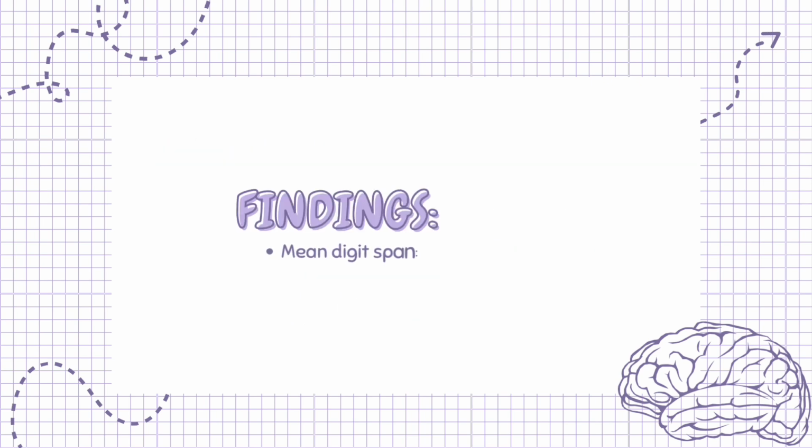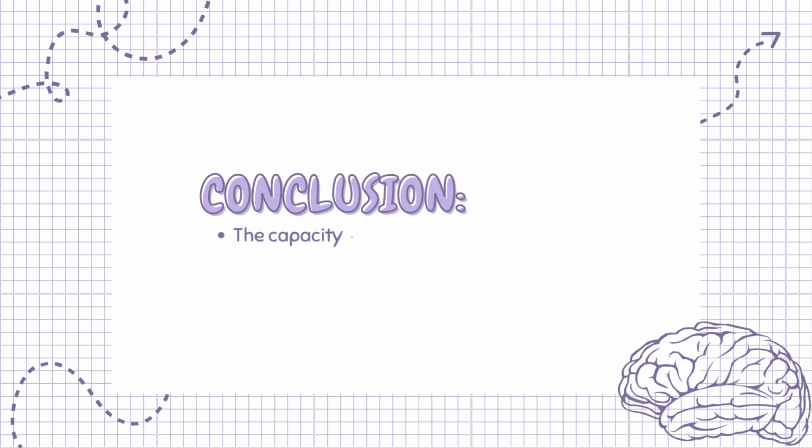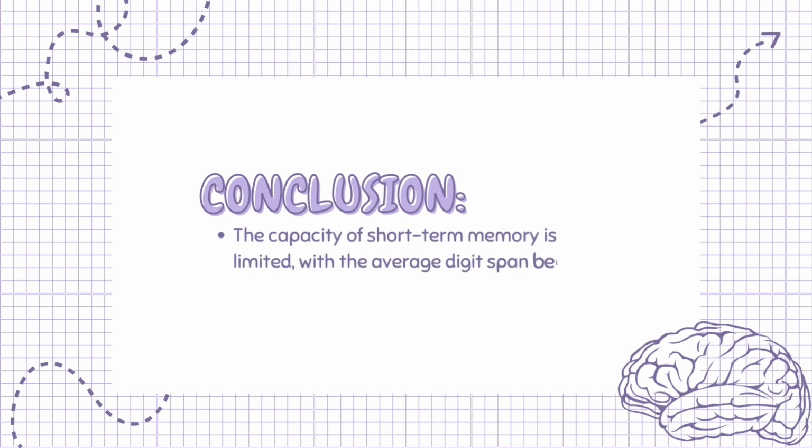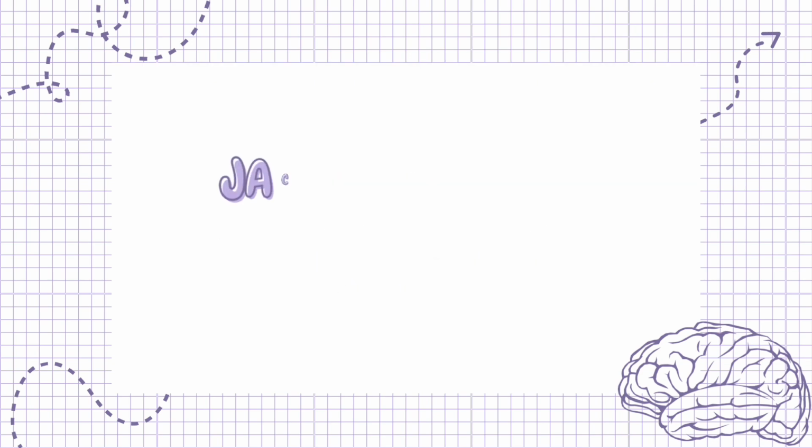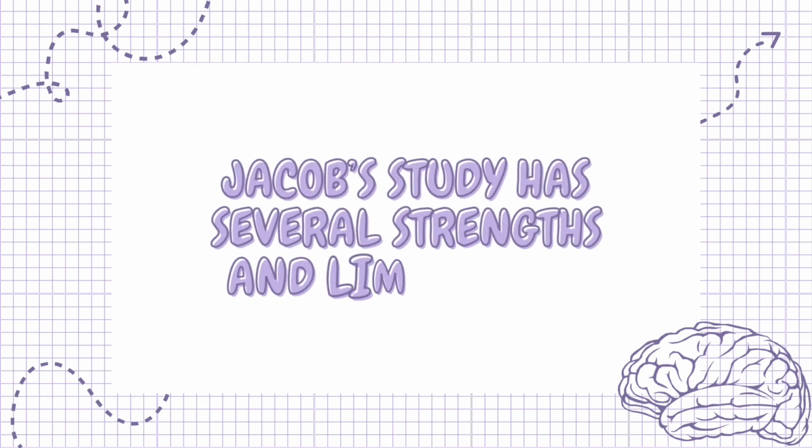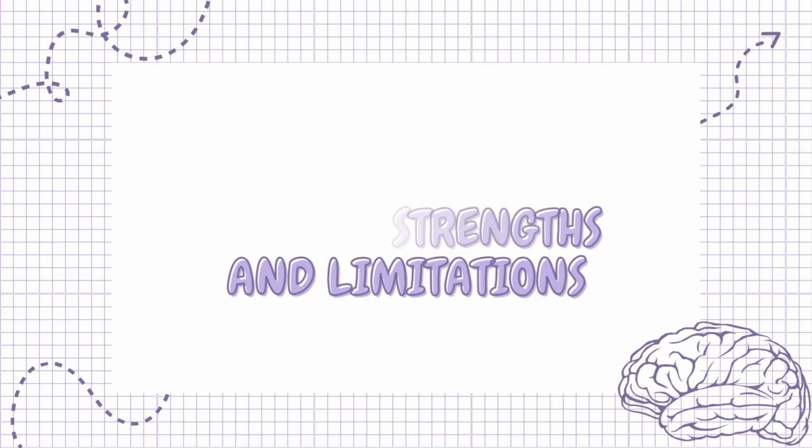Jacobs found that the mean digit span was 9.3 items and the mean letter span was 7.3 items. Jacobs concluded that the capacity of short-term memory is limited, with the average digit span being around 7 items. Jacobs' study has several strengths and limitations.